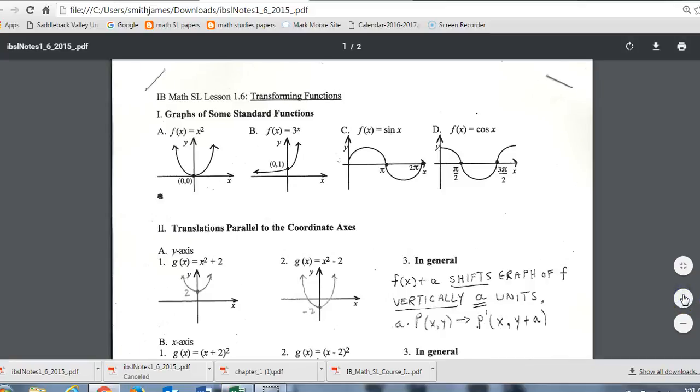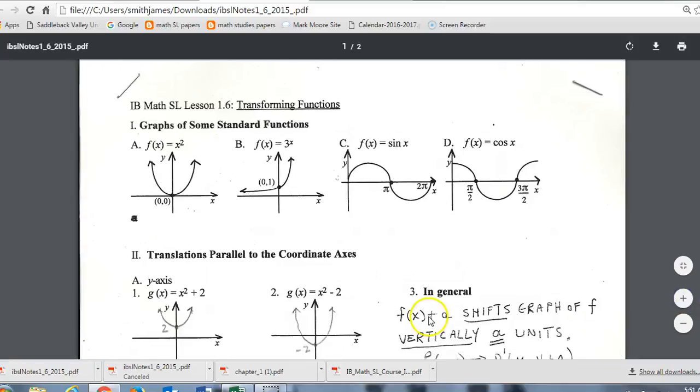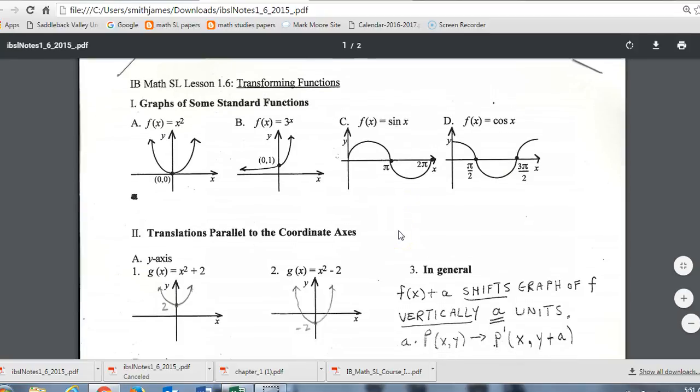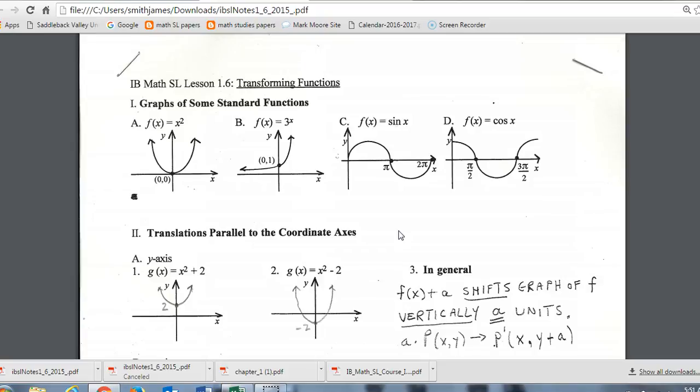All right, welcome to the notes for lesson 1.6. Let me make those a little bigger for you. In this last section for chapter 1, we are looking into transforming our functions.